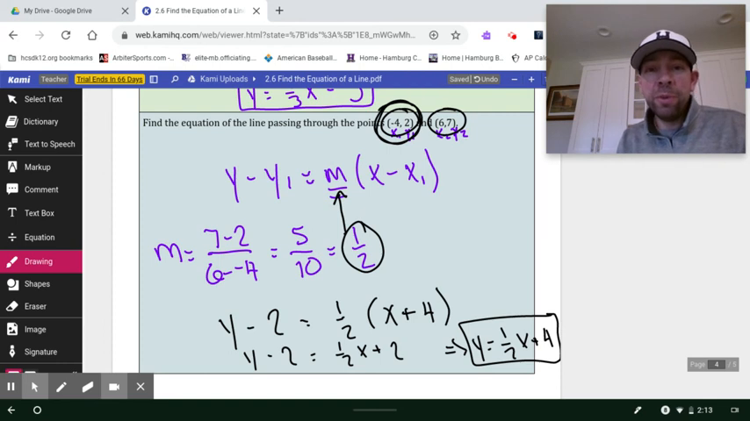So some really nice moves there as far as writing equations of a line given different characteristics about that line, whether they give us the slope or we've got to find the slope. I think we're ready for anything they throw at us.